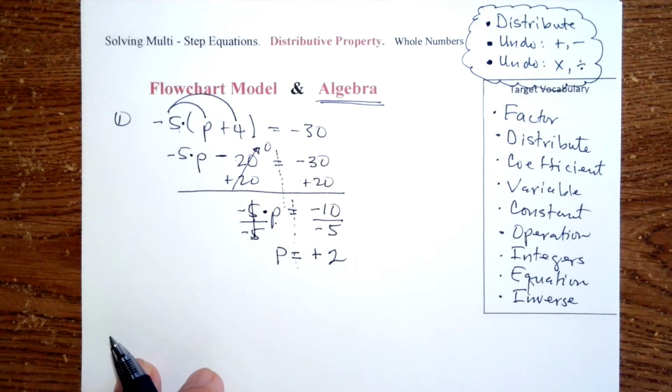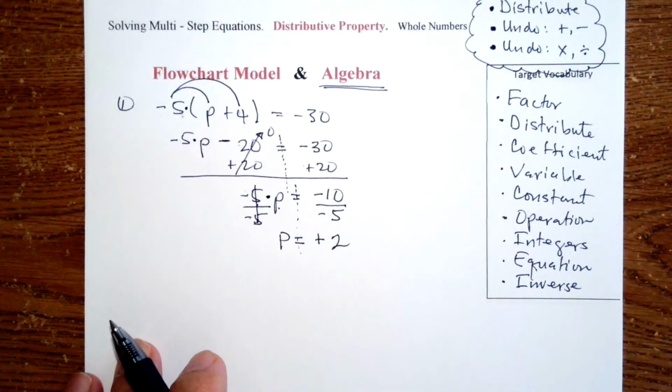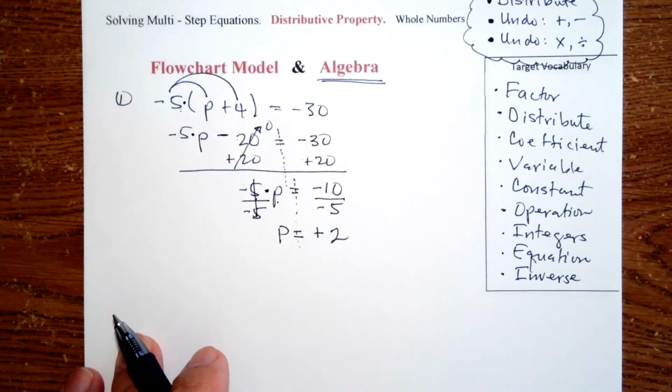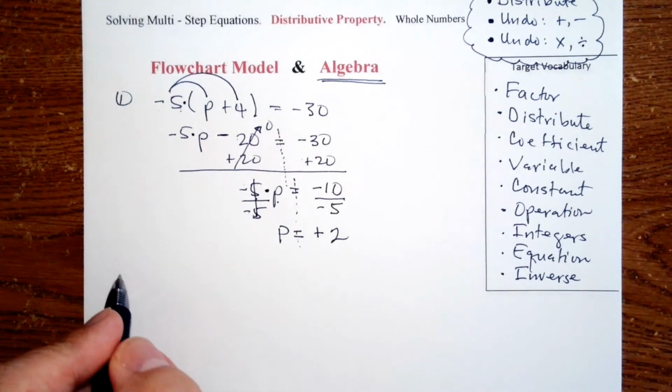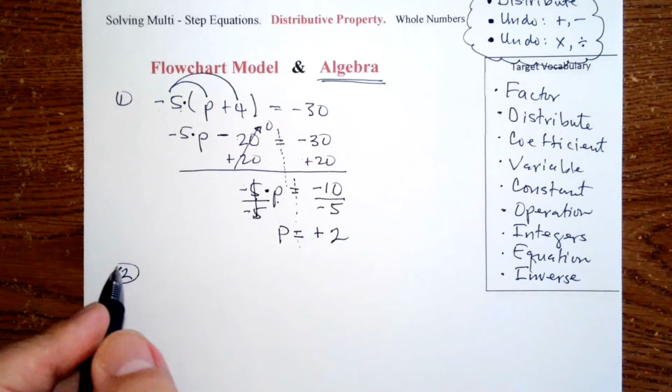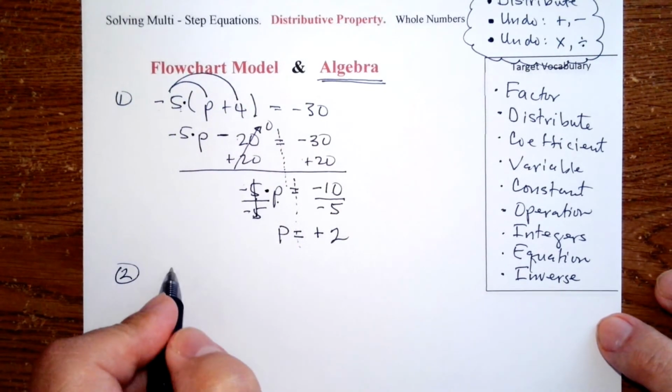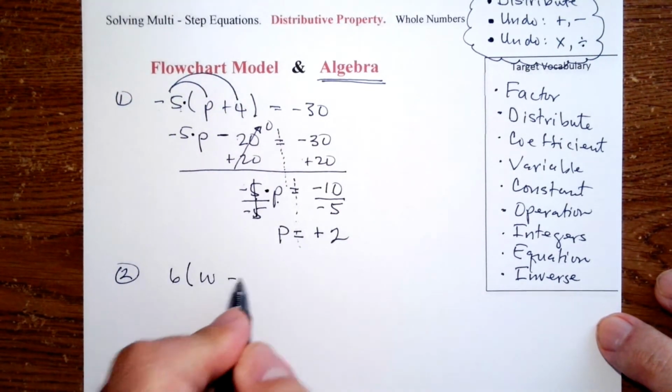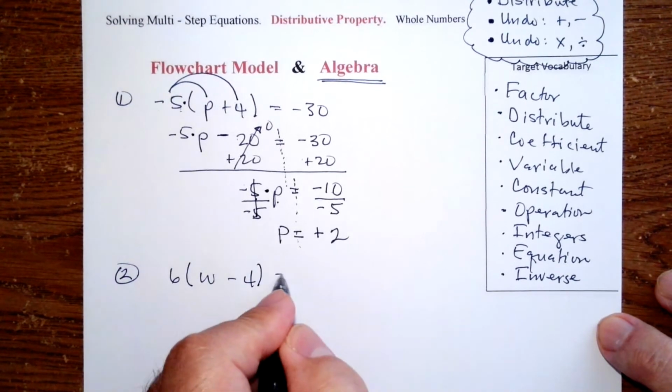Algebra, once you practice, you'll feel so much more comfortable, and actually it will help you solve the answers much faster. Okay? Let's try number 2. The second one we have 6 times w minus 4 is equal to 36.